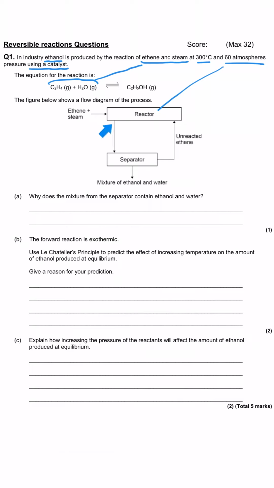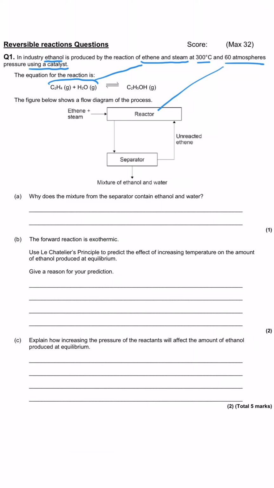And then we've got an arrow pointing downwards to the separator, and we've got a mixture of ethanol and water coming out of the separator, and then unreacted ethene is going back into the reactor. So quite a lot of parallels with the Haber process here.